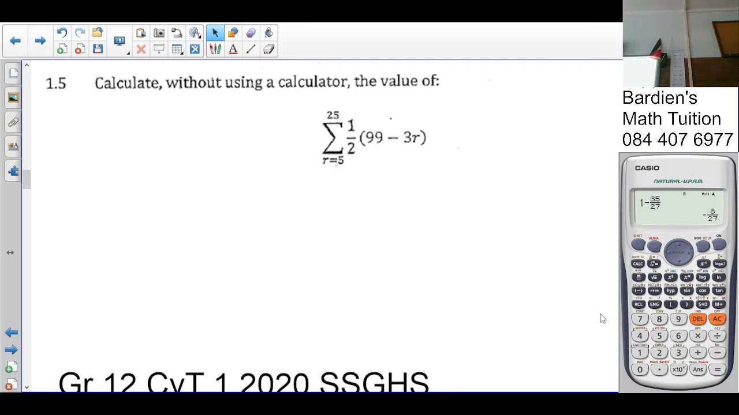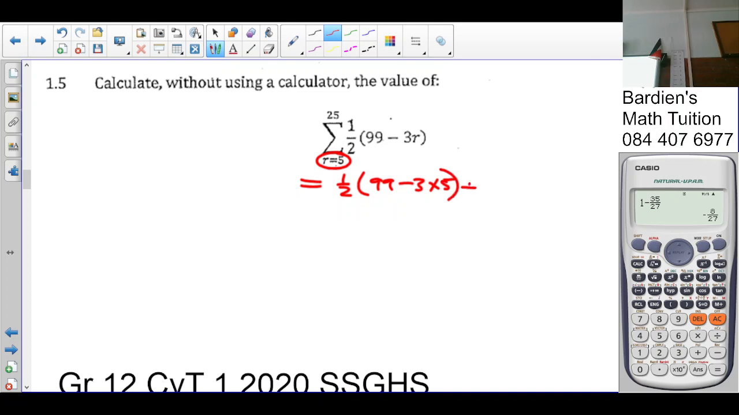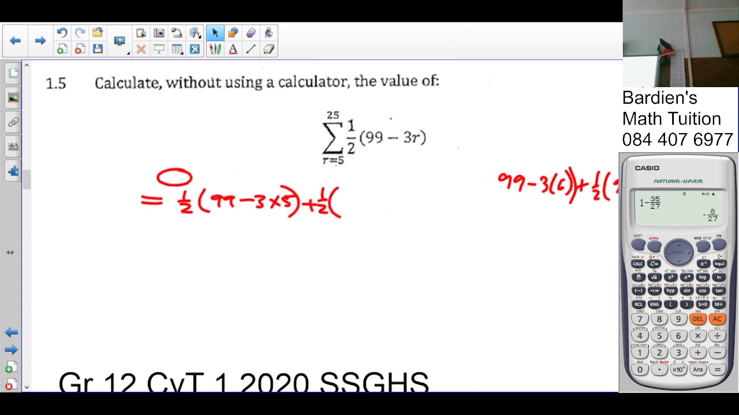Alright, so we first work out the first 3 terms. So it's going to be, we start with r is 5. So it's going to be half into 99 minus 3 times 5, plus half. So then we go to 6. So it's 99 minus 3 times 6, plus half times 99 minus 3 times 7 and so on. Those are the first 3 terms of the sequence.